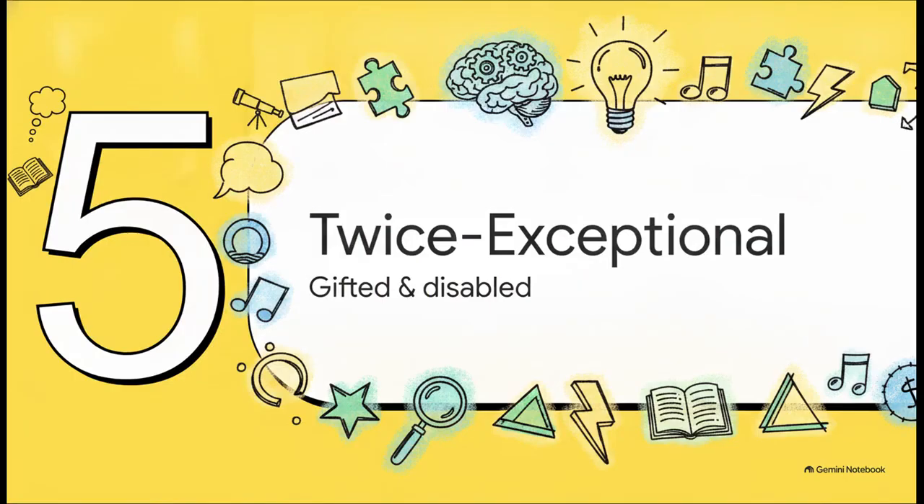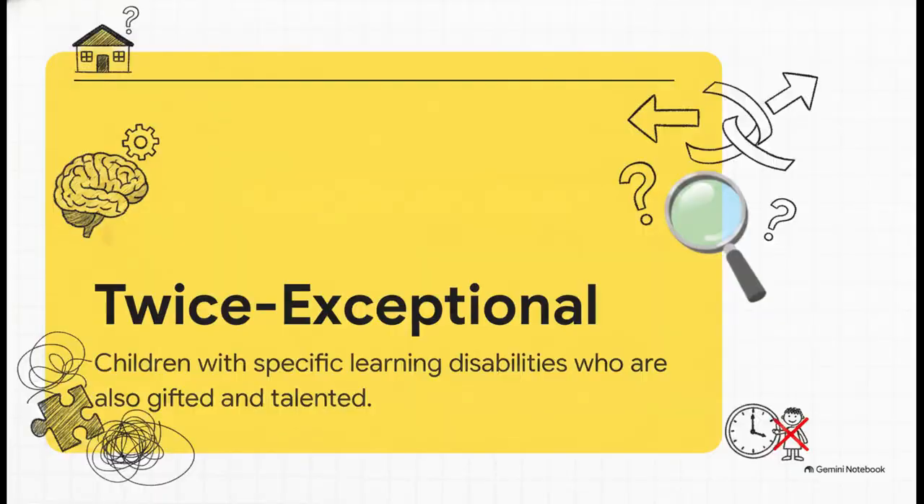Finally, Section 5, Twice Exceptional Learners. This is what happens when giftedness and disabilities actually overlap. When a child's giftedness masks their disability, or vice versa, they fall into the twice exceptional category. This means they are gifted and talented, but simultaneously have a specific learning disability or developmental delay. Because these traits can hide each other, these kids are incredibly prone to being misidentified.